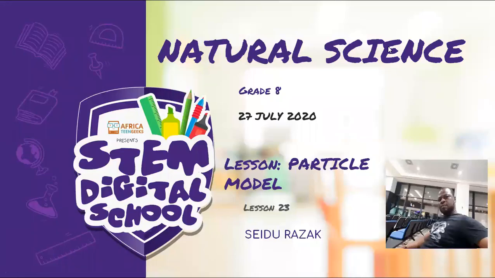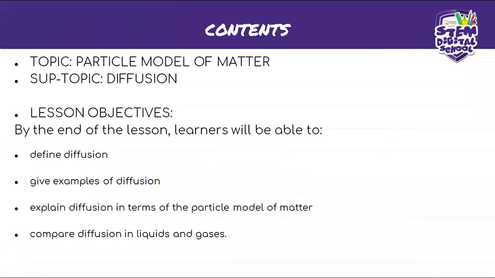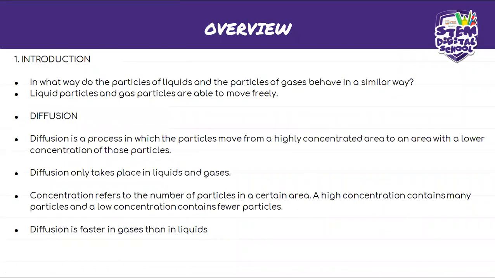All right. So our lesson objectives: by the end of this lesson, you should be able to define diffusion, give examples of diffusion, explain diffusion in terms of the particle model of matter, and compare diffusion in liquids and gases.